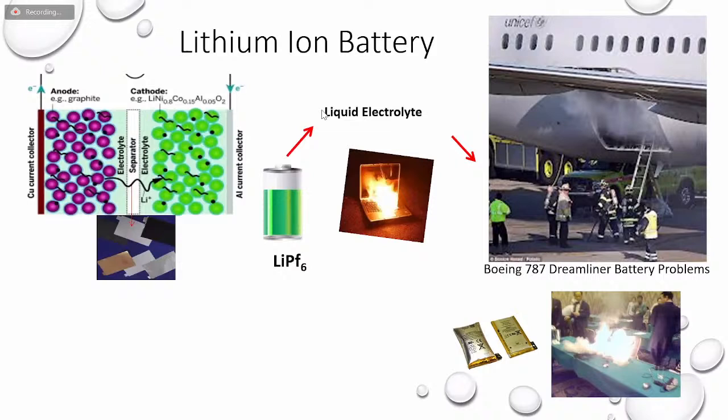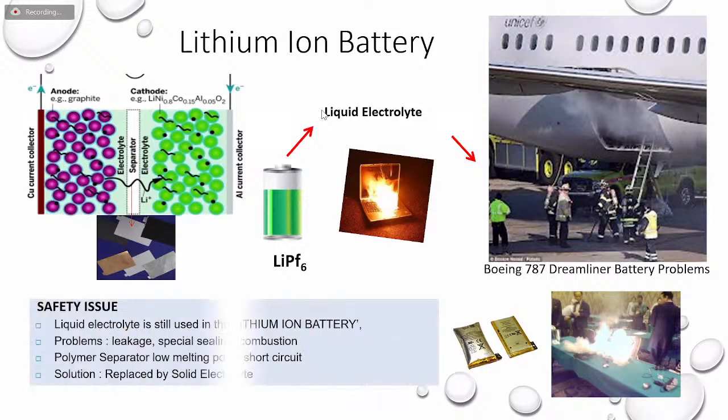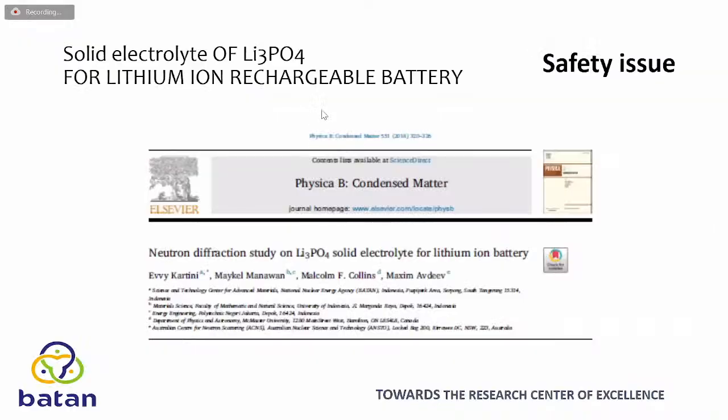So we developed the solid electrolyte. This is very important because currently, if you still use the existing electrolyte and separator, it is easy to have an explosion. If it goes to higher temperature, the explosion can appear. So we need to find a new material. Therefore, we developed the lithium phosphate.